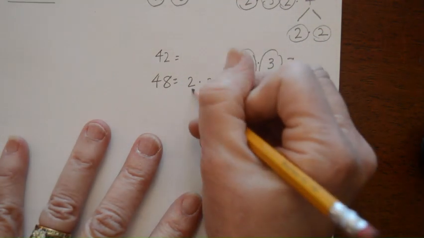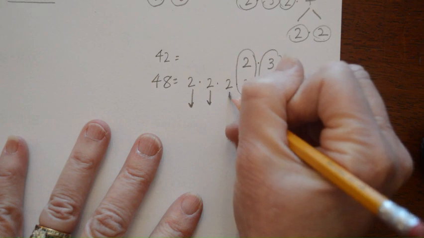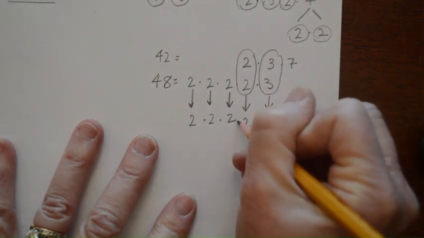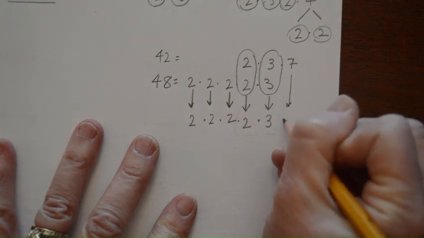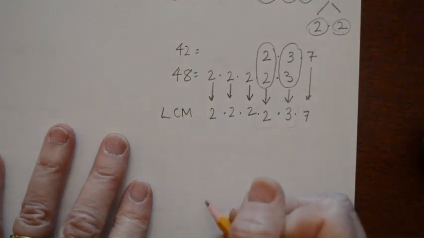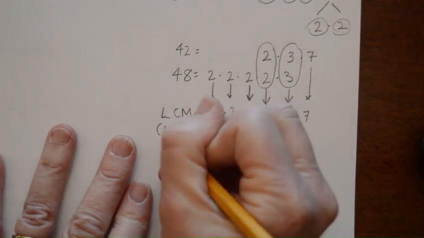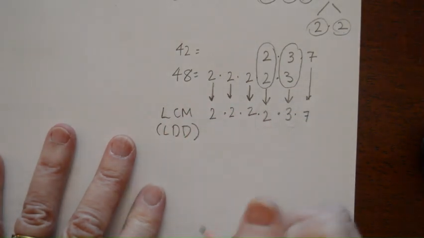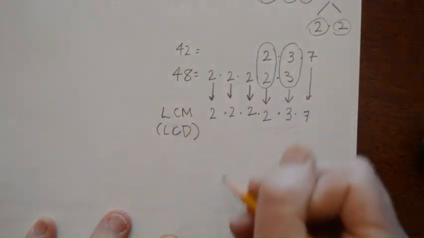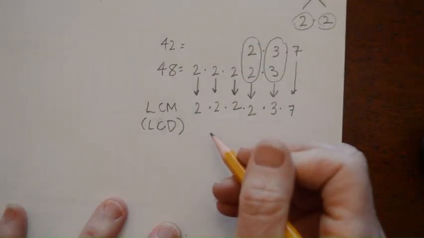For the least common multiple, we bring down even those things that they don't have in common. So I'm going to bring down all these 2s, and I'm going to bring down this 7. And that is the least common multiple. And in our case, we're also going to call it the least common denominator, LCD, because that's going to become the denominator of our new fractions.